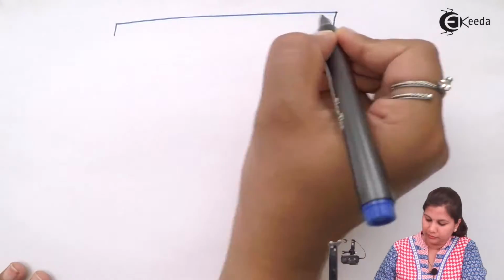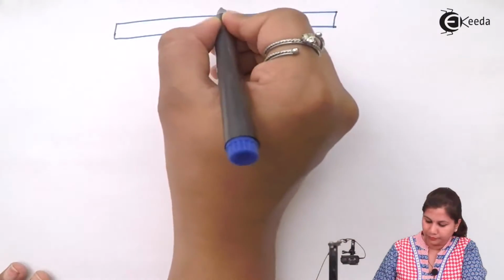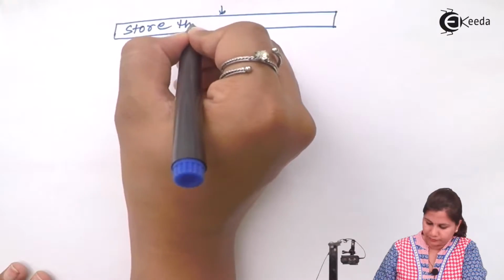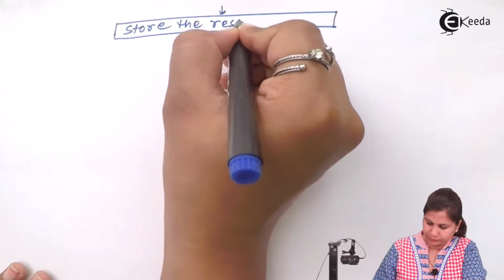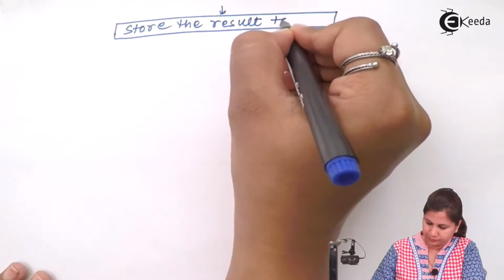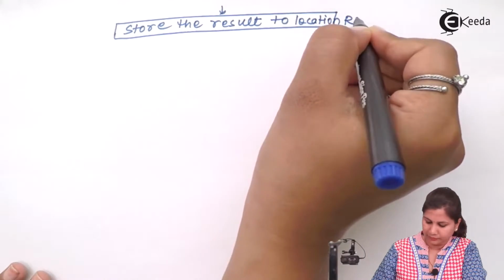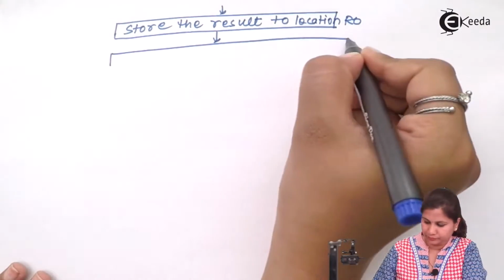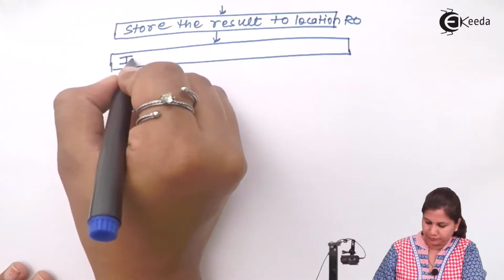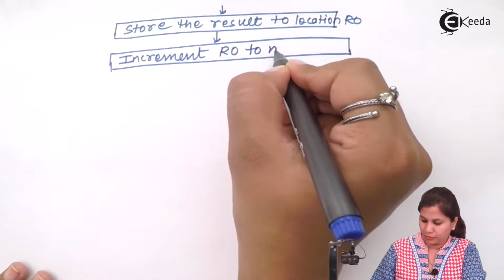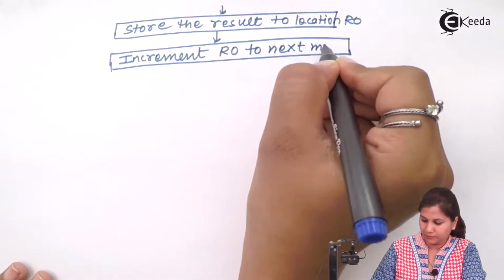After that, store the result to location R0. Increment R0 to the next memory location.